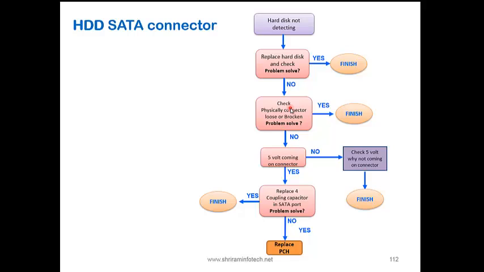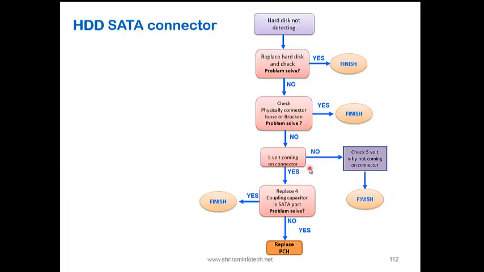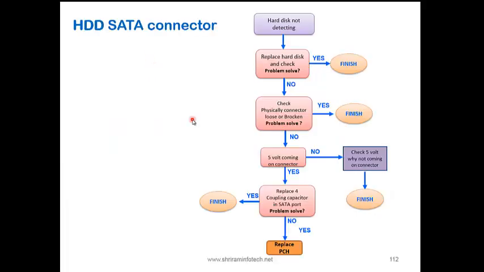If the connector is perfect, then you check the 5 volt, that is the power. You have to check the power over here. If the power is not proper, then check why it is not proper. If the power is there, then go down and check all the 4 coupling capacitors. These are the coupling capacitors between the PCH and the connector, so you have to replace all the 4 capacitors and recheck. If the problem is solved, finish. If the problem is still there, then the possibility is the PCH. So this is about hard disk related issues.